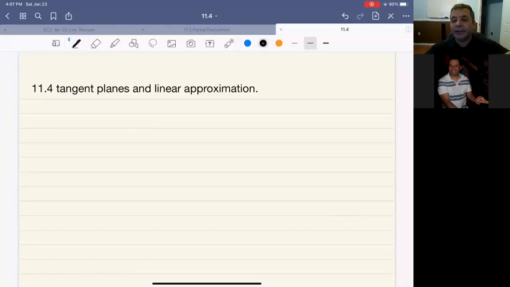All right, welcome. So in this section, we're going to talk about tangent planes and linear approximation. It's very similar to what you do in Calc 1 when you talk about tangent lines. So let's just sort of review that.